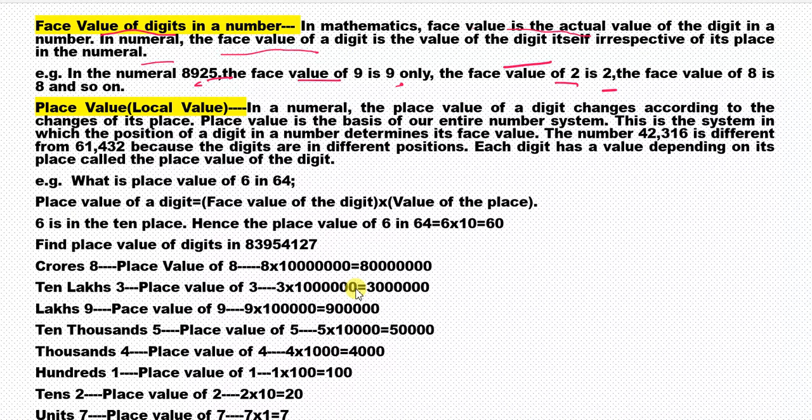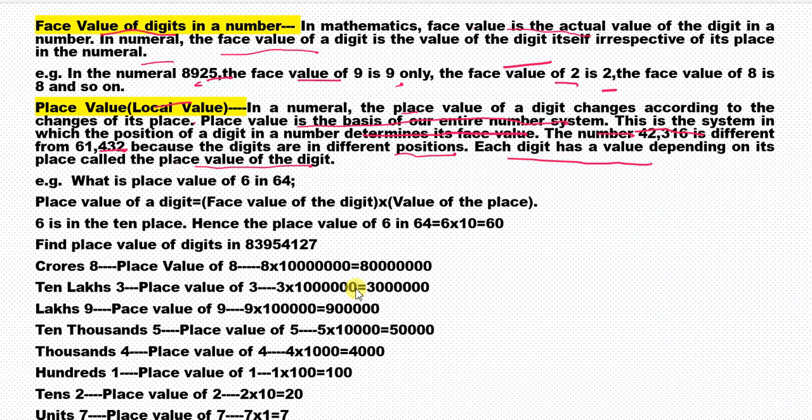Now move to place value, also called local value. What is place value? In a numeral, the place value of a digit changes according to its place. Place value is the basis of our entire number system. This is a system in which the position of a digit in a number determines its place value. For example, the number 42,316 is different from 61,432 because the digits are in different positions. Each digit has a value depending on its place, the place value of the digit.